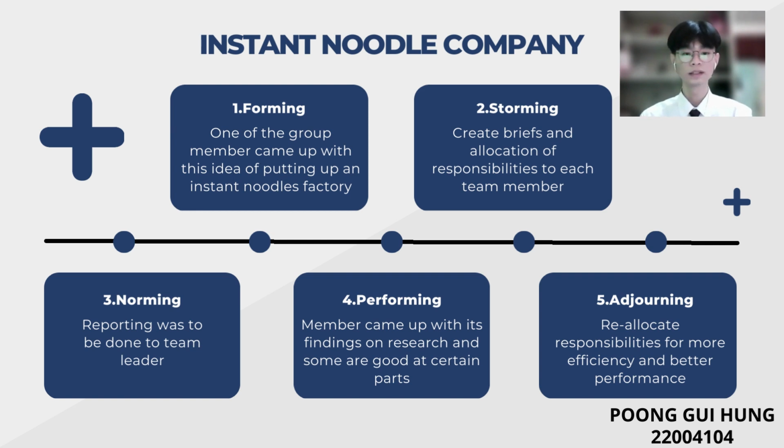In the next stage, each team member came up with their findings on research and data collection and presented them to the team leader. After the evaluation, it was found that while some team members were strong in certain areas like report presentation, some others were more efficient in research and data collection. The team leader, in consultation with all, thought it necessary to reallocate responsibilities for more efficient and better performance. This mirrored the performing and adjourning stages of the group development model.